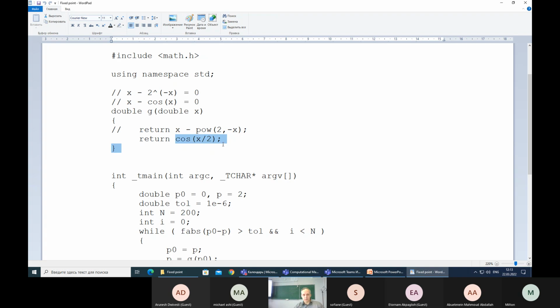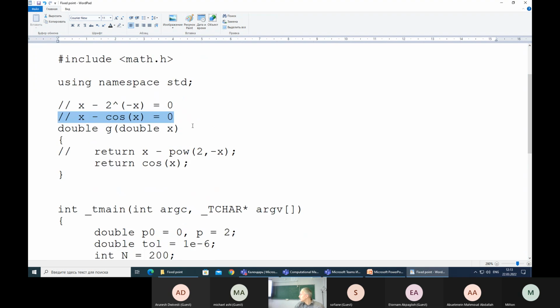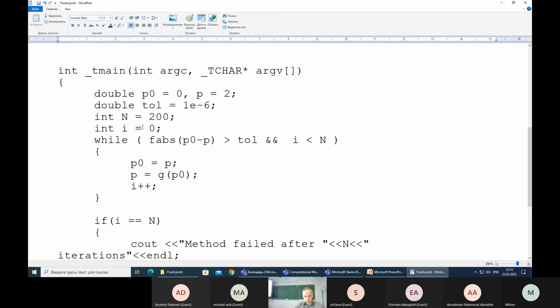This is a function, the function g of x. In our example, g of x equals cosine x. That corresponds to the problem x minus cosine x equals 0. And this simple loop corresponds to the fixed point iteration method.